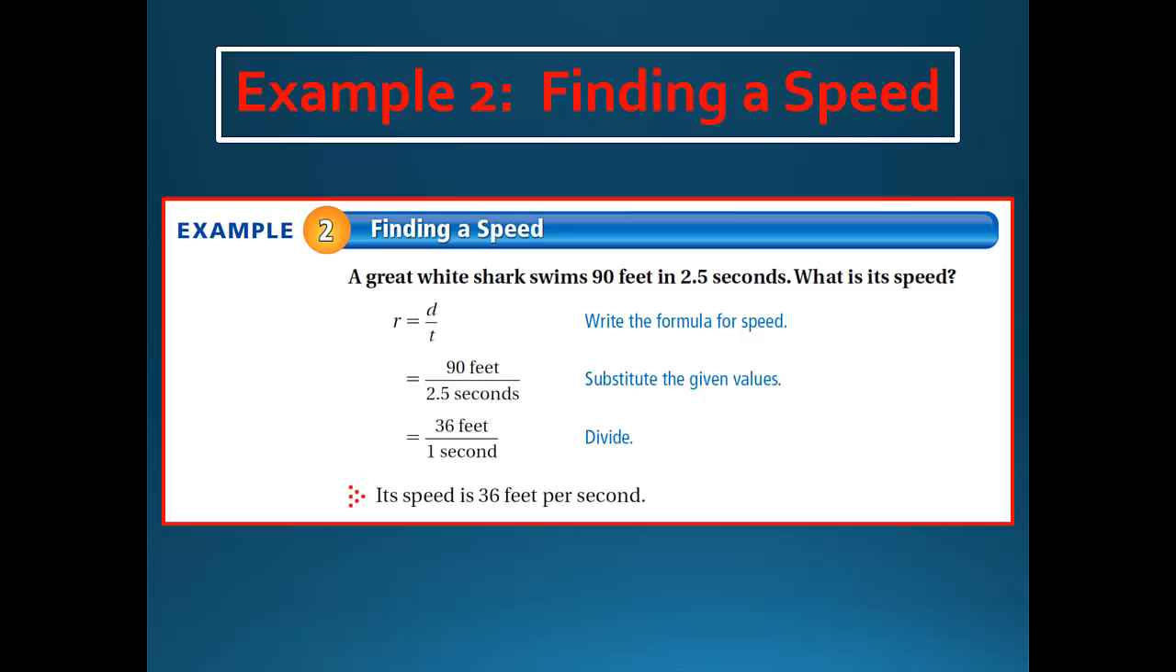Our distance is 90 feet, and our time is 2 and 5/10 seconds. So now we're going to divide 90 by 2 and 5/10, and we'll get 36. So we'll have 36 feet per second. So its speed is 36 feet per second.